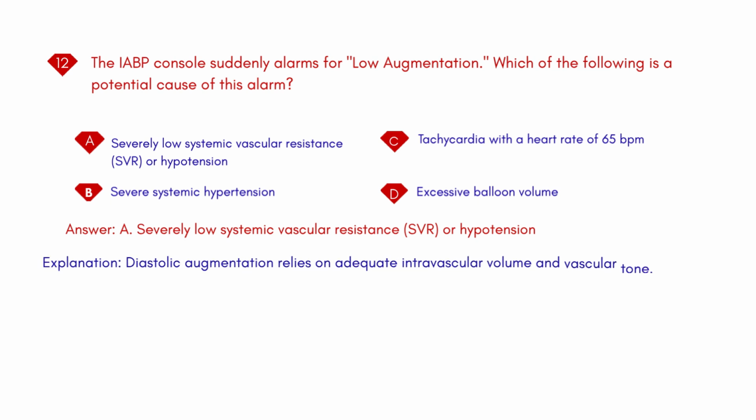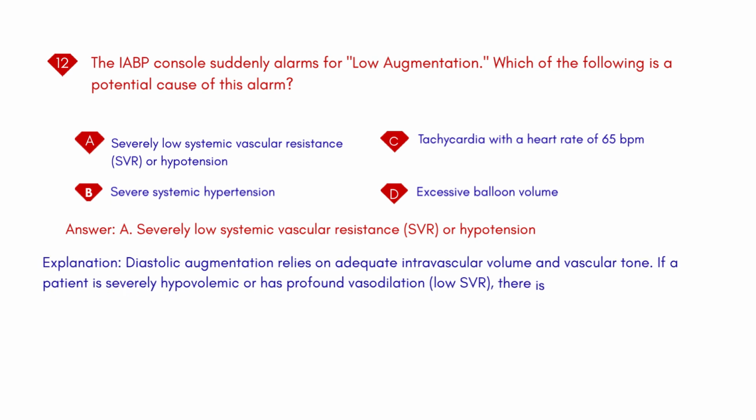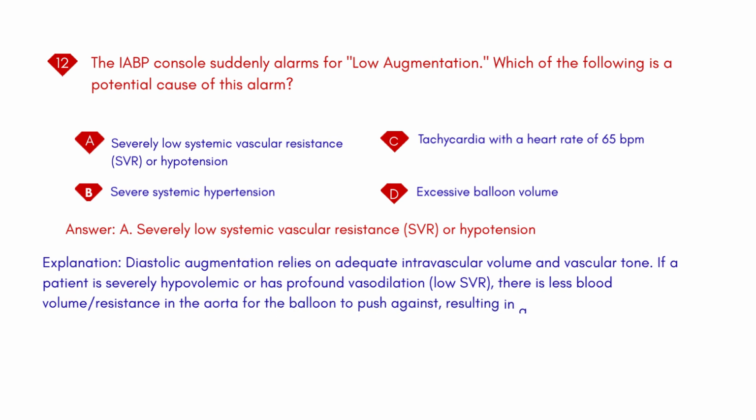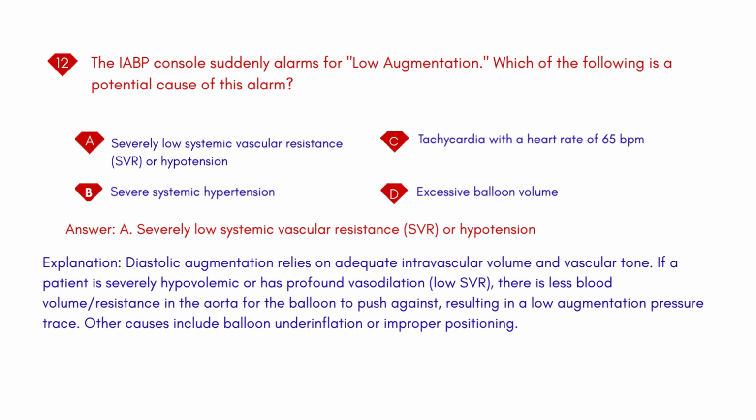Explanation: diastolic augmentation relies on adequate intravascular volume and vascular tone. If a patient is severely hypovolemic or has profound vasodilation, low SVR, there is less blood volume/resistance in the aorta for the balloon to push against, resulting in a low augmentation pressure trace. Other causes include balloon underinflation or improper positioning.